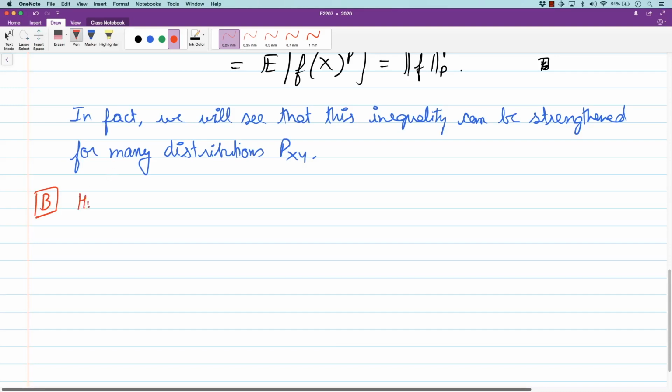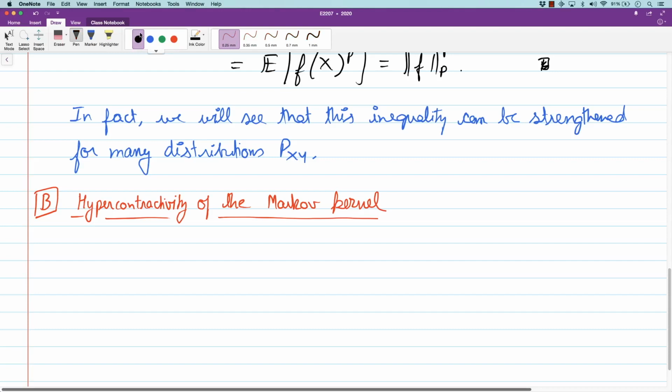So now we'll talk about the hypercontractivity of the Markov kernel. Let's bring in a definition.